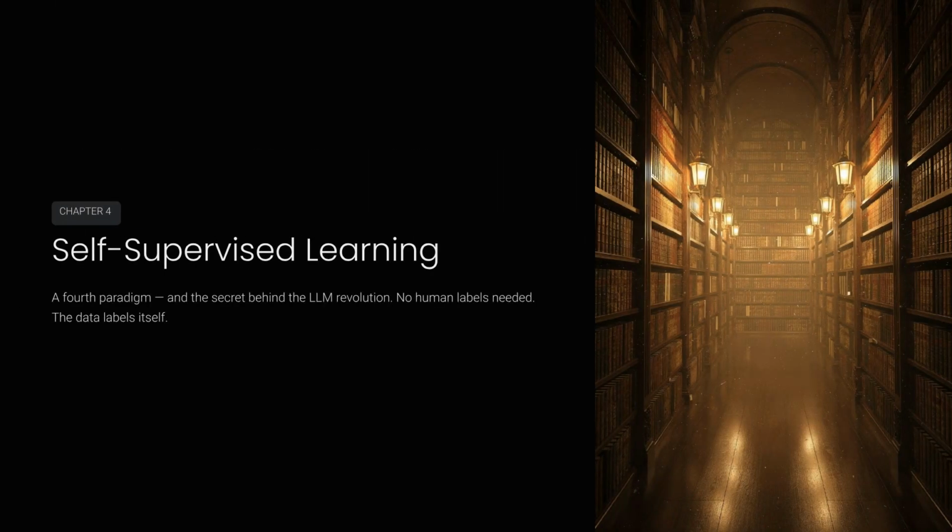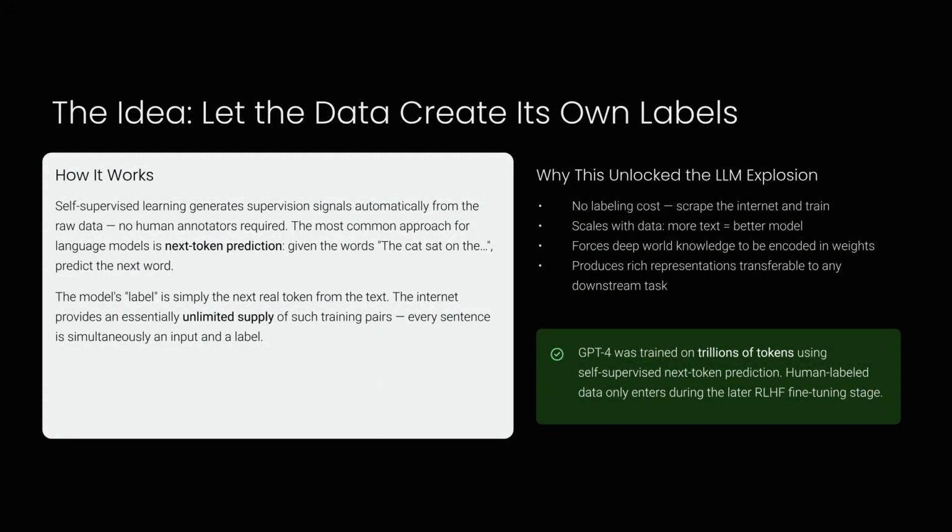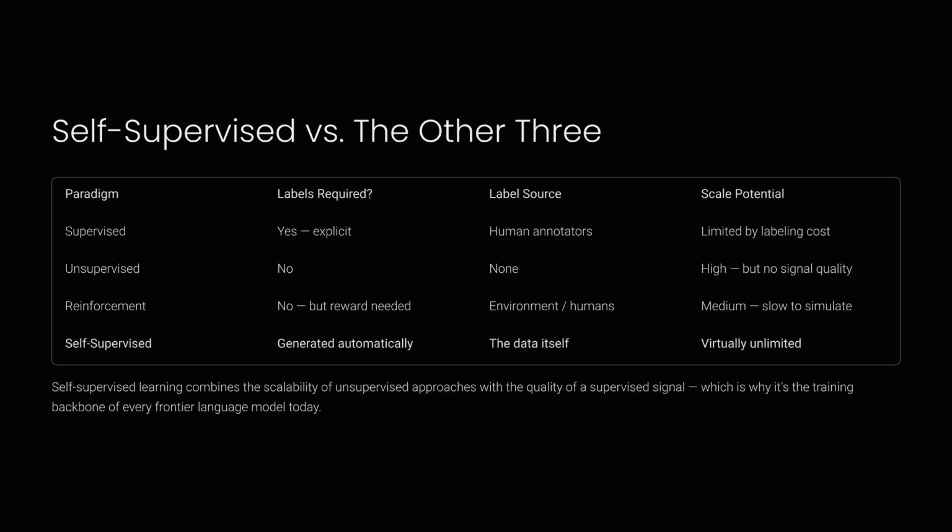Chapter 4 covers self-supervised learning, the secret behind the large language model revolution. This paradigm involves data labeling itself, removing the human labeling bottleneck. Self-supervised learning automatically generates supervision signals from raw data, such as using next token prediction in text. This allows models to scale training to trillions of tokens, forcing them to encode deep world knowledge. Self-supervised learning combines the scalability of unsupervised methods with the signal quality of supervised ones, enabling virtually unlimited data scale, making it the core training method for frontier language models today.